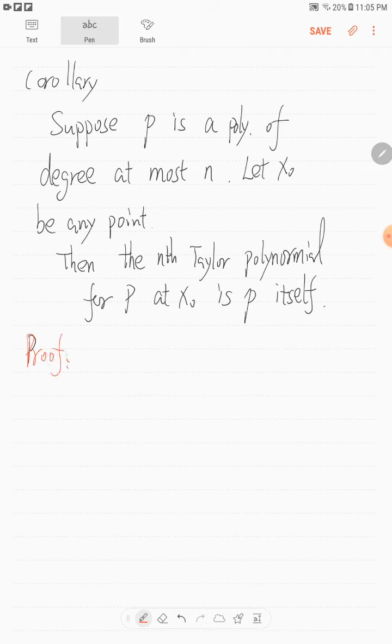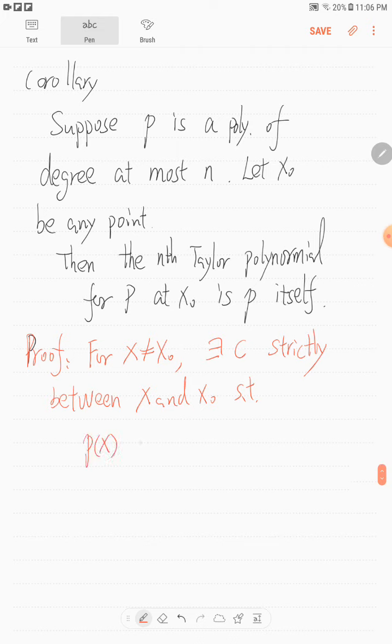Proof. Let's fix x, which is not equal to x0. Then we use the Lagrange remainder theorem. There exists a c strictly between x and x0 such that p of x minus the nth Taylor polynomial of this function p is equal to the (n+1)th derivative of p at c over (n+1) factorial times (x minus x0) to the n plus 1.